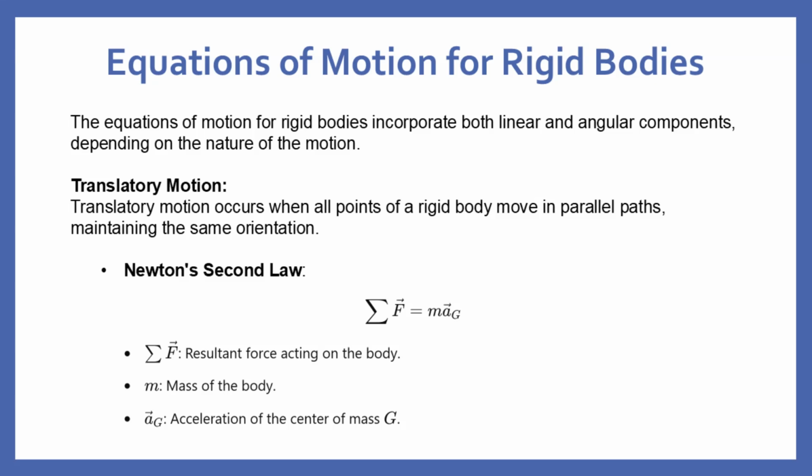Let's focus on translatory motion, when all points in a rigid body move along parallel paths. The most fundamental equation here is Newton's second law, F equals ma, where F is the net force, m is the mass, and a is the acceleration. What makes this special for rigid bodies is that we can treat the entire object as if all its mass were concentrated at the center of mass. This simplification is incredibly powerful and makes many complex problems more manageable.